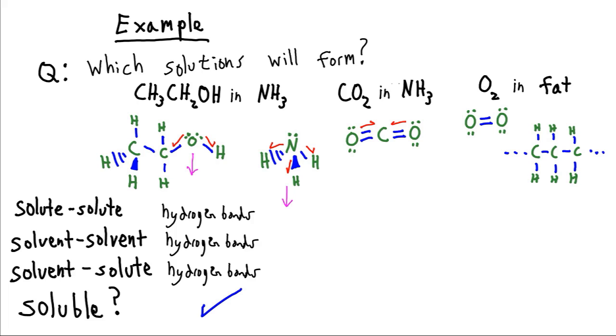All right, well, what about when we have carbon dioxide and ammonia? So we already know that ammonia by itself has hydrogen bonding. So it's the solvent again. Now the carbon dioxide, it's nonpolar, and it's not ionic. So the best that we can get out of that is that we have London dispersion forces.